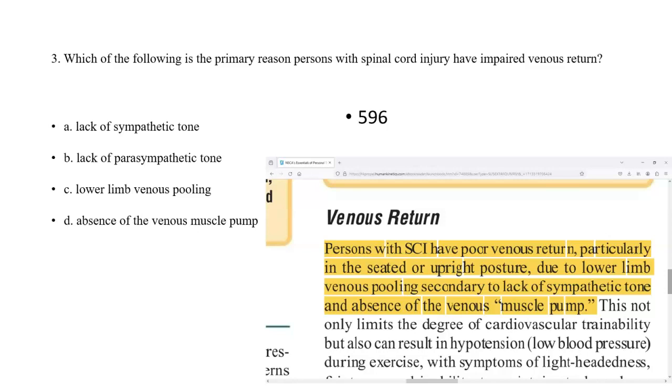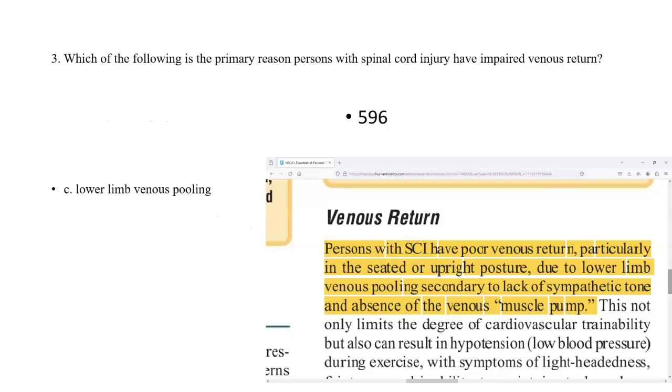So a spinal cord injury, as it shows in the book, the way it reads is, particularly in the seated or upright posture, due to lower limb venous pooling secondary to lack of sympathetic tone and absence of the venous pump. So to me, I'm reading that lower limb venous pooling is secondary to these other two symptoms, meaning sympathetic tone is primary and the absence of a venous muscle pump is also a primary.